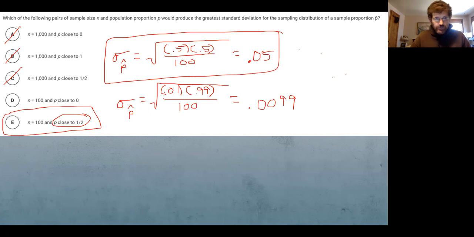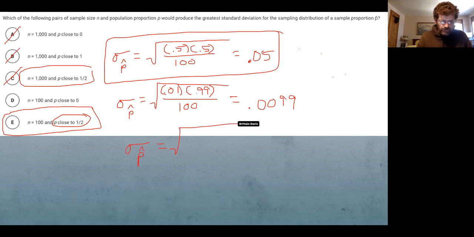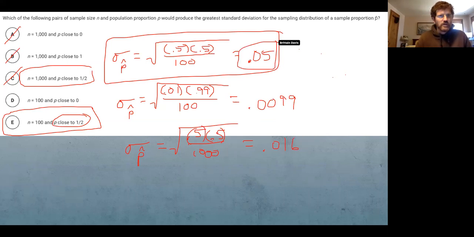And if we really, really want to make sure that that's right, we could try it one more time and compare this one to this 1,000, just because we know conceptually what's right, but we just want to confirm it mathematically. So we could do that 0.5, 0.5 divided by 1,000. And we get 0.016 right here. So, okay, certainly this 0.05 is the biggest we're going to get. All right, so there we go.